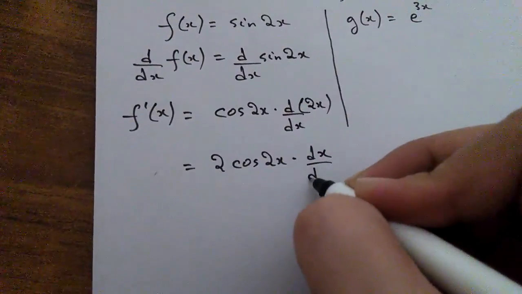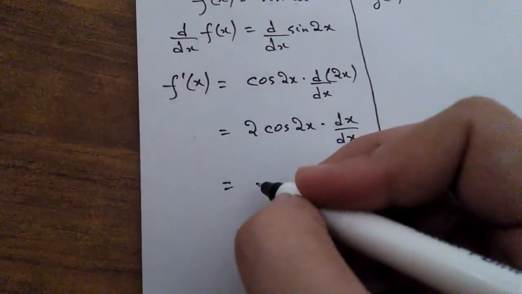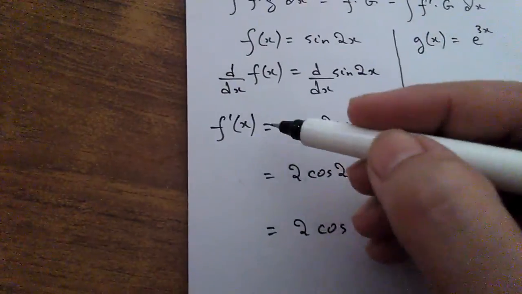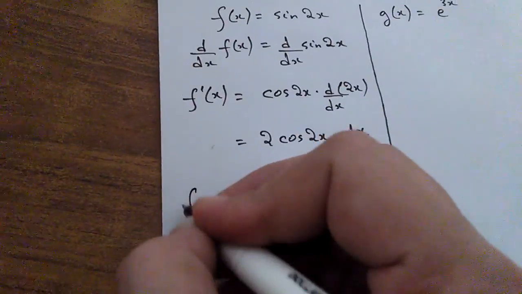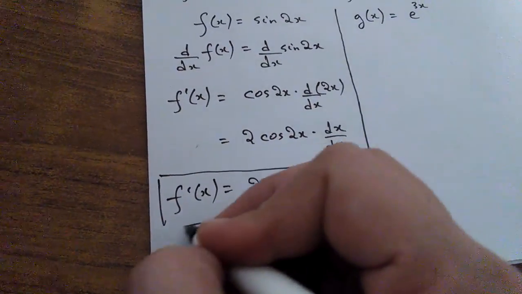And dx upon dx is going to be 1. Okay, so 2 cos 2x is your f dash x here. Okay, so let us highlight this. There you go.